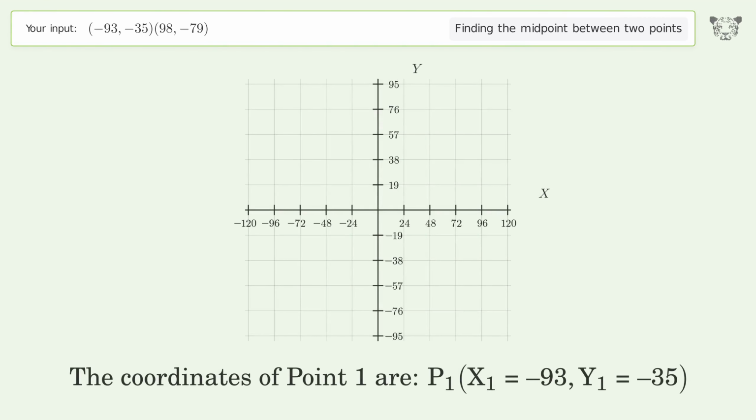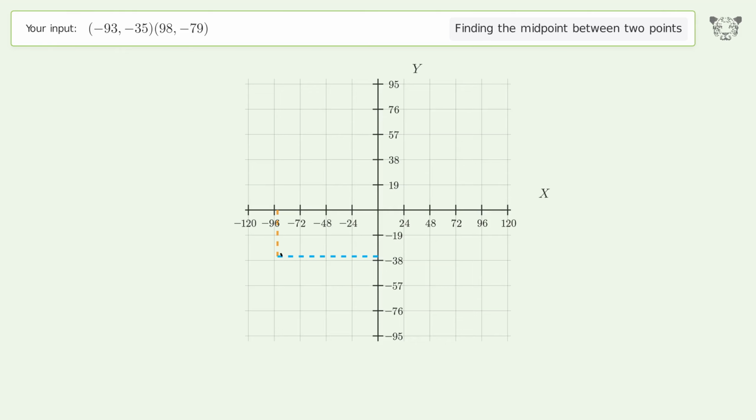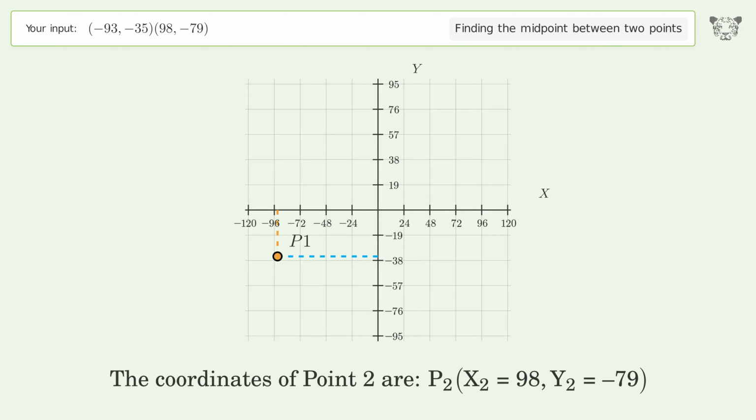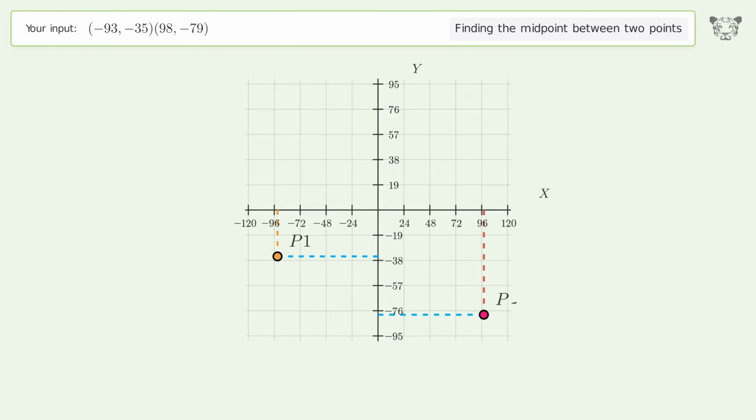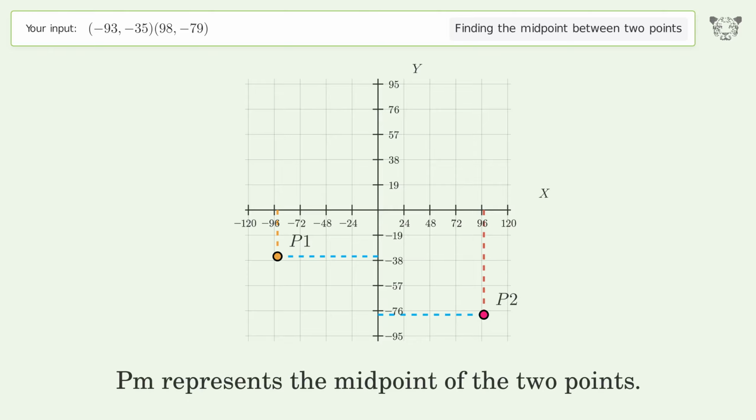The coordinates of point 1 are, x1 equals -93, y1 equals -35. The coordinates of point 2 are, x2 equals 98, y2 equals -79. PM represents the midpoint of the 2 points.